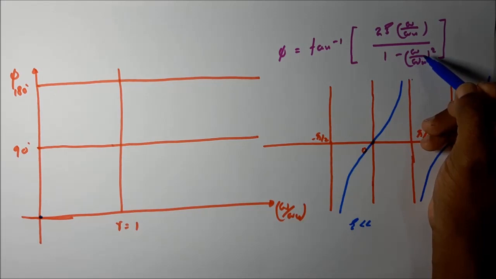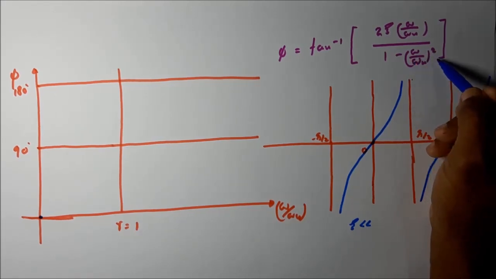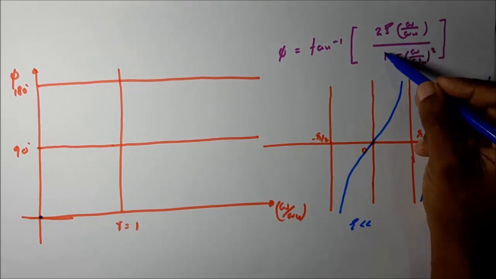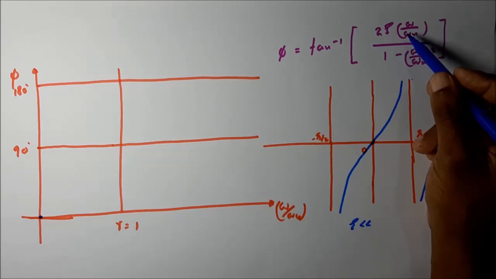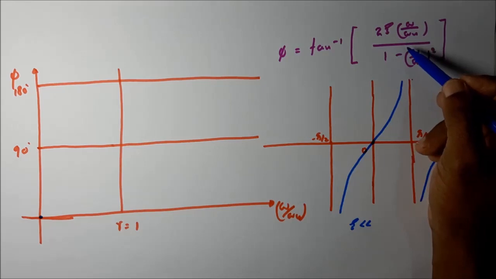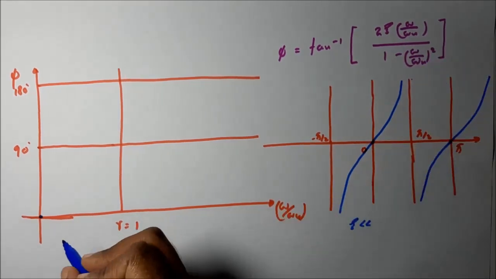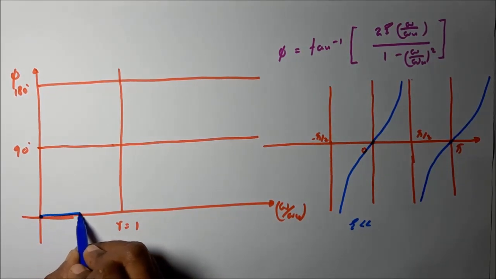This part goes to denominator goes to 0. Then what happens to this term? The entire term increases to infinity. Tan inverse infinity means that the value goes to 90. So that is how it happens. We can represent it in this way.